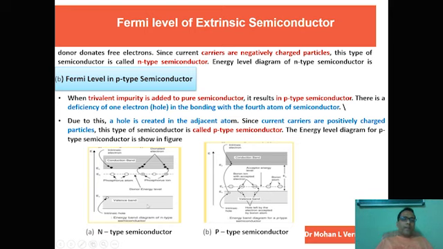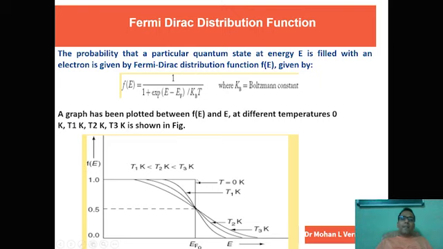As a summary, we can say in an N-type semiconductor, the Fermi energy level is shifted towards the conduction band, and in a p-type semiconductor, it is shifted towards the valence band. And in the case of a pure, intrinsic semiconductor, the Fermi energy level is just in between the conduction and valence band. So this is one special topic.